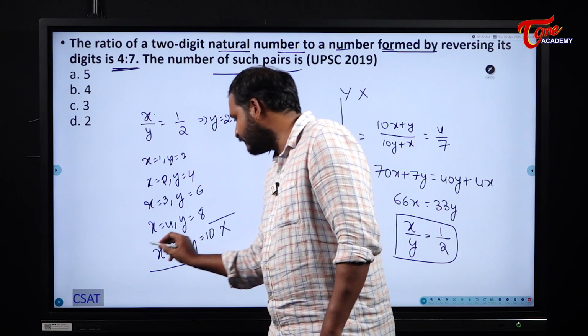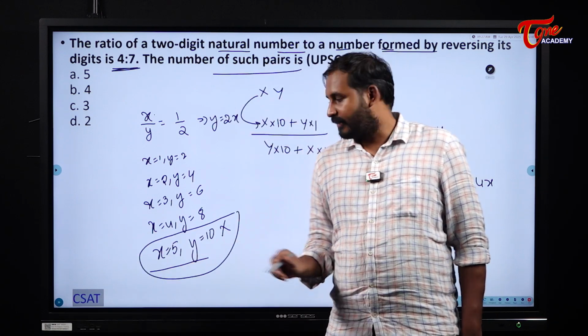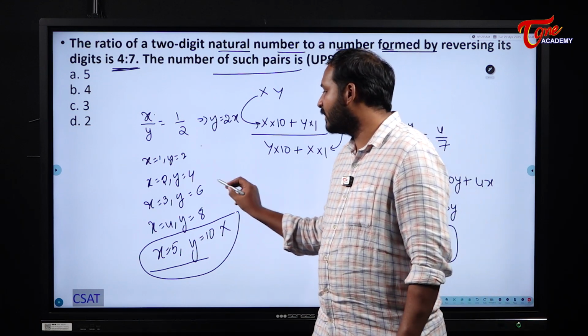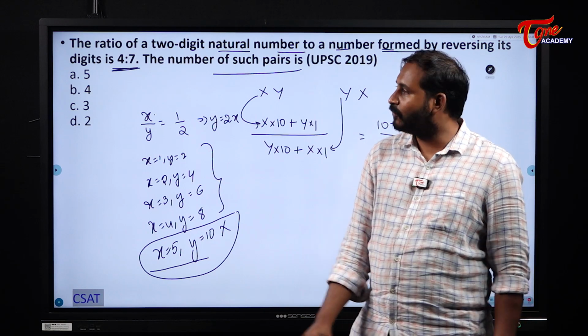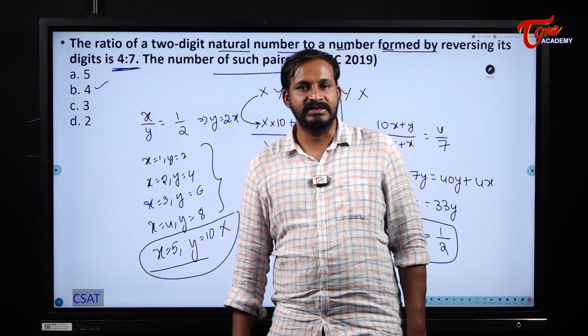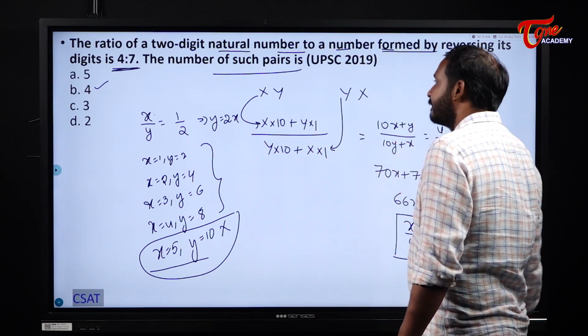Why? Because x and y are both single digit numbers, but y as 10 is a two digit number. Because of that reason that is not possible. So how many pairs are possible for me? 4 pairs are possible for us in this case. Understood? Next one, we will see the next one.